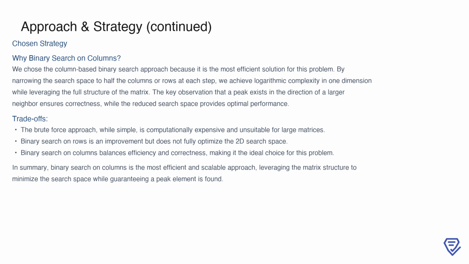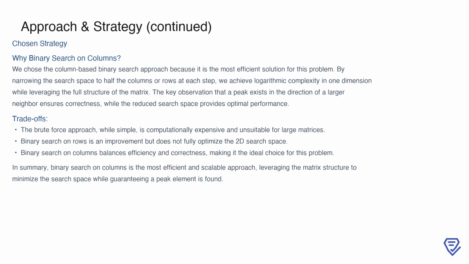solve this problem. This method is the most efficient because it narrows down the search space in both dimensions, leveraging the structure of the matrix to achieve optimal performance. By focusing on the maximum element in the middle column and iteratively reducing the search space based on the direction of larger neighbors, we ensure logarithmic complexity in one dimension while maintaining correctness.